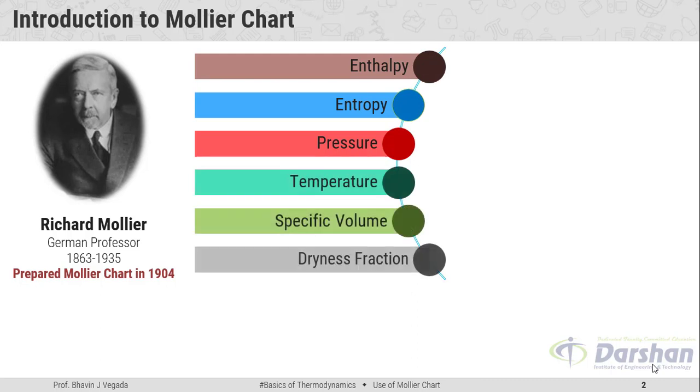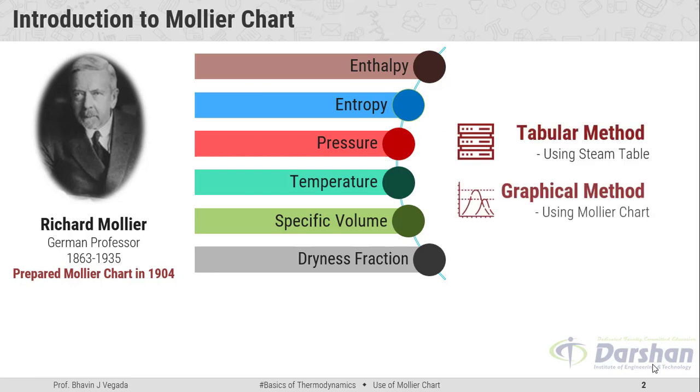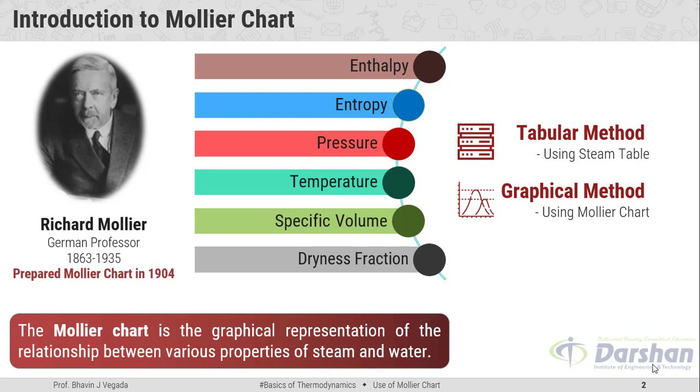The properties of steam or water such as enthalpy, entropy, pressure, temperature, specific volume, dryness fraction could be estimated using tabular method and graphical method. In the tabular method, one has to use the steam table where the data of different properties are tabulated. In the Mollier chart, these data are embedded in graphical form. It eliminates the complex calculation work and provides the data with reasonable accuracy.